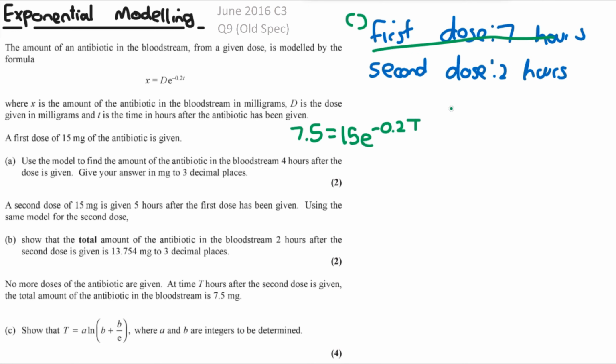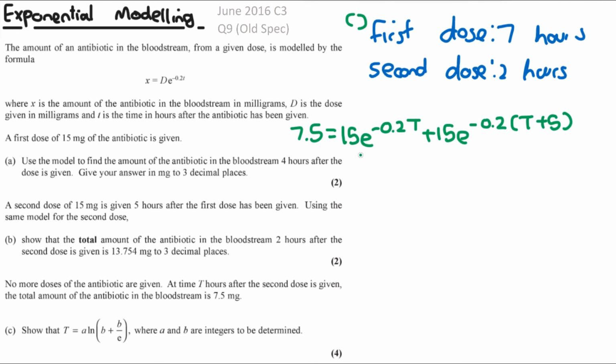And let's consider the first dose. Again, it's 15 milligrams, so this is going to be plus 15 e to the power of minus 0.2, and then the time. We're told that it was given 5 hours after the first dose, the second dose, and we know that there's a 5-hour difference all the time between the two. So therefore the time of the first dose compared to the second dose is going to be t plus 5, because it's been in the bloodstream for 5 hours longer.